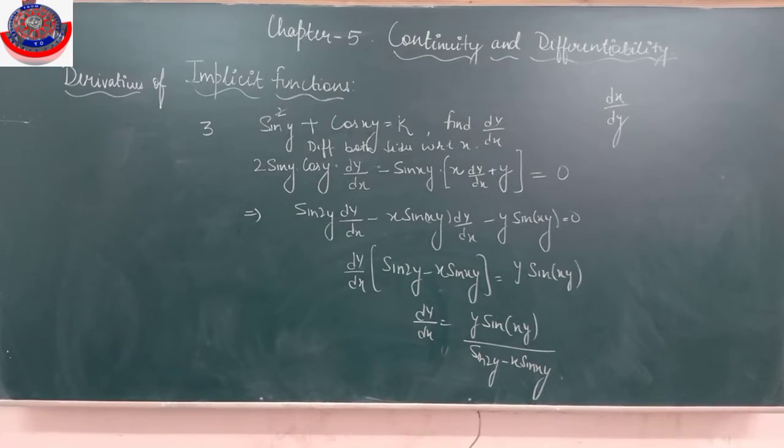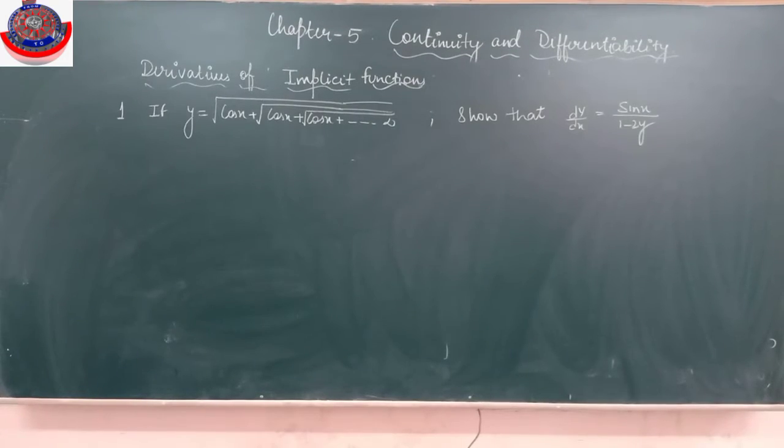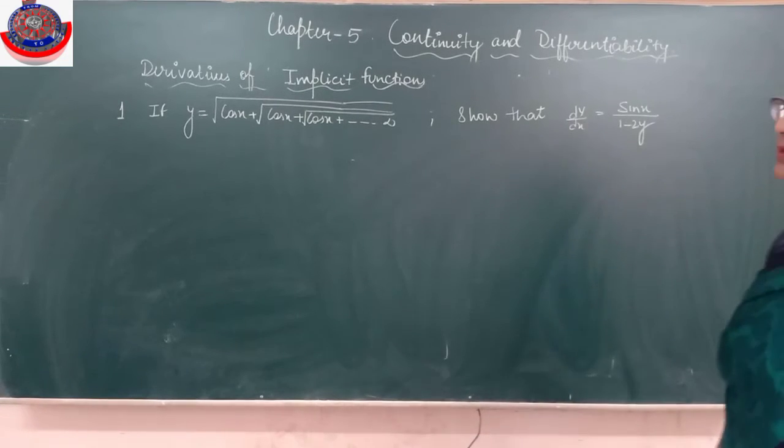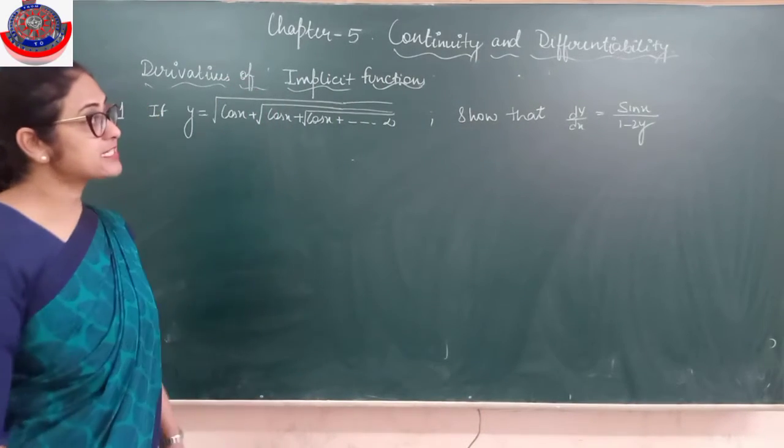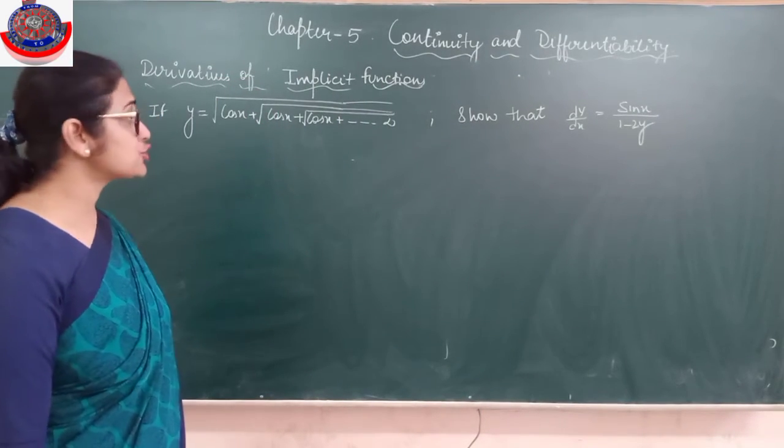Alright children, let's see some more examples of implicit functions. If y is equals to under root cos x plus under root cos x plus under root cos x and so on up to infinity, prove that dy upon dx is equals to sin x upon 1 minus 2y.